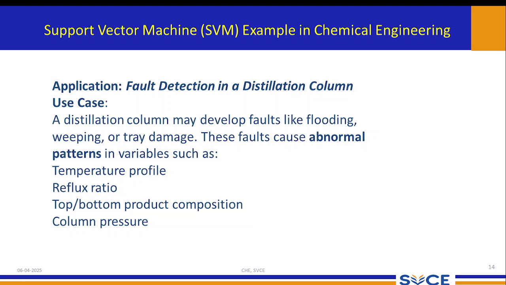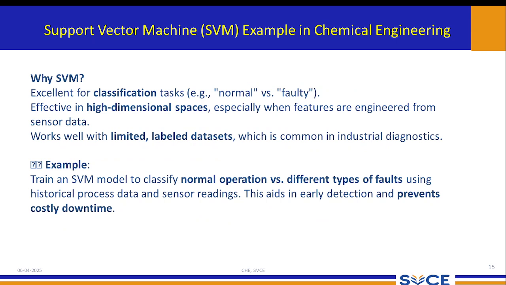These faults cause abnormal patterns in variables such as temperature profile, reflux ratio, top and bottom product composition, and column pressure. So when you have fault detection, we go for support vector machine. It excels at classification tasks, whether it's normal or faulty. Support vector machine comes under a classification task, as I told you in the previous case. It is effective in high dimensional spaces, especially when features are engineered from sensor data. For example, temperature and pressure in the distillation column come from the sensor data.